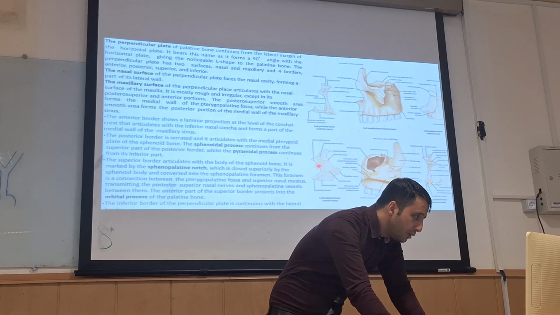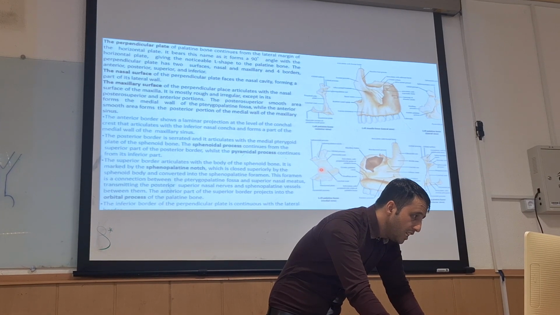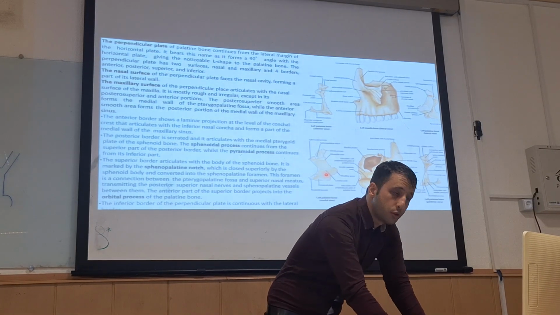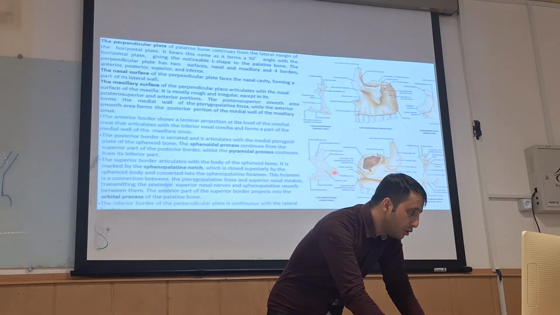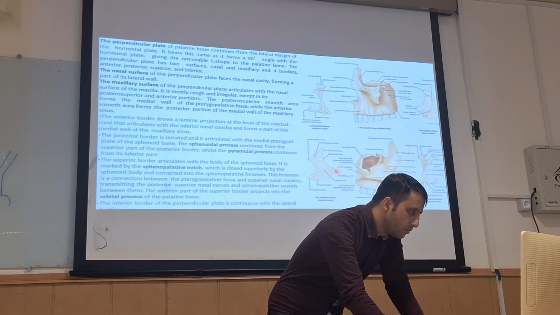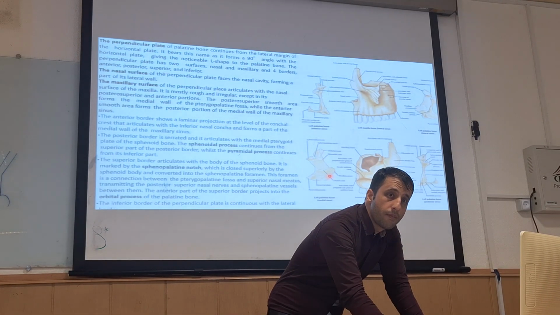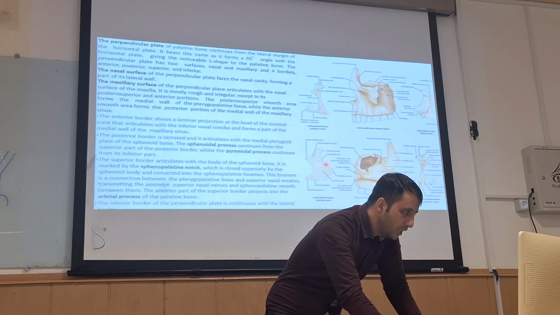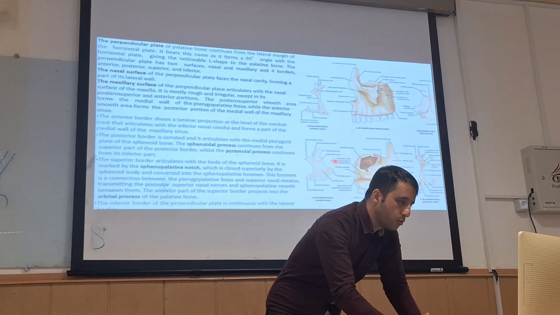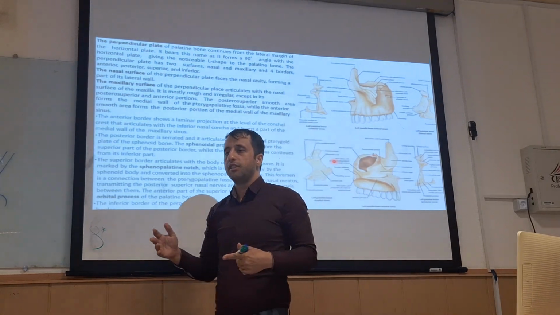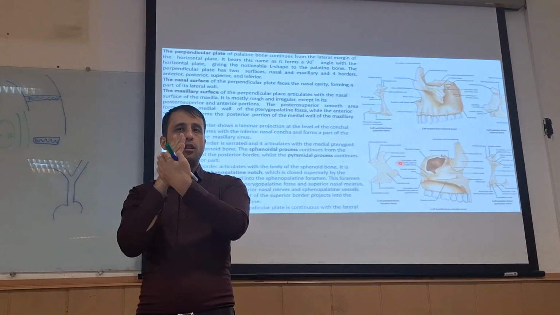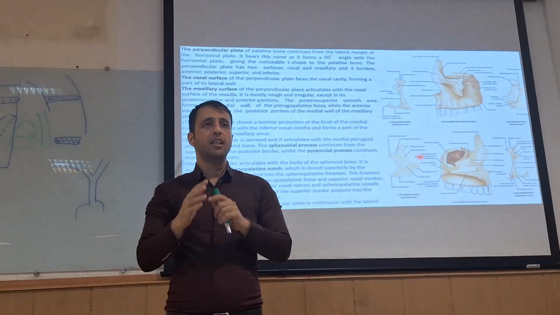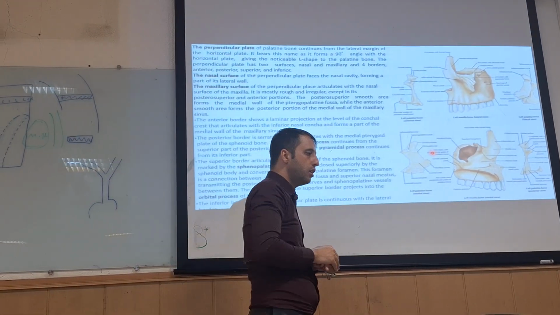So, look at this smooth area. This smooth area is related to the meatus. Here is related to which meatus? Inferior meatus. Okay? Here is related to the middle meatus and here the superior meatus. They are the specific features in the lateral and medial surface of the perpendicular plate.